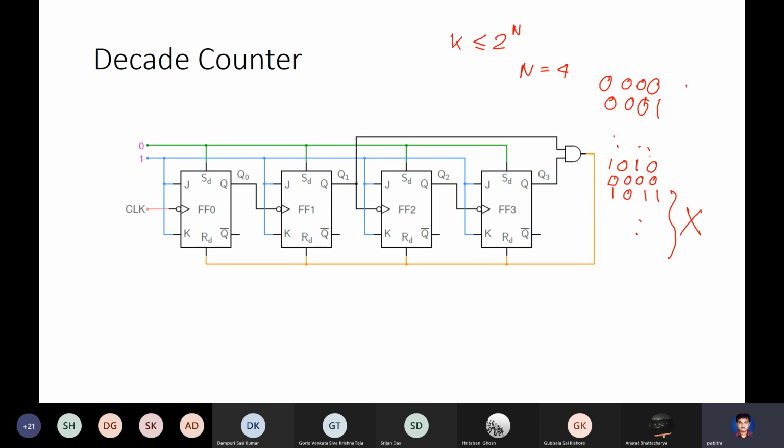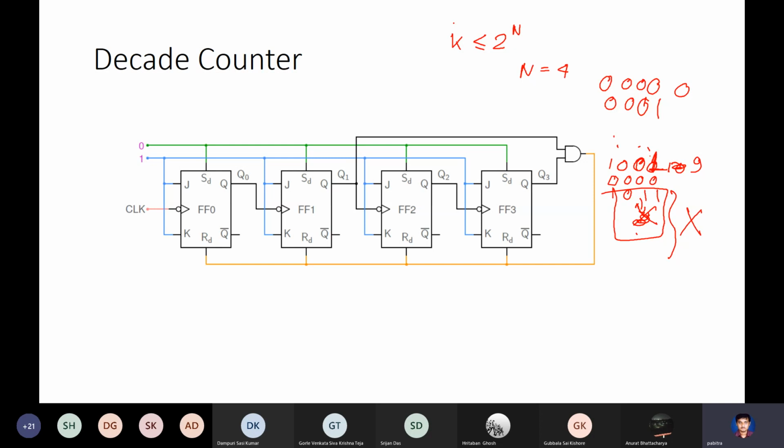Sorry, I'll count up to 9. I made a mistake again. I'll count up to 9, and then I'll go back to 0, 0, 0, 0. The remaining values should not appear in the state transition. Okay, I go up to 9, then I go back to 0.